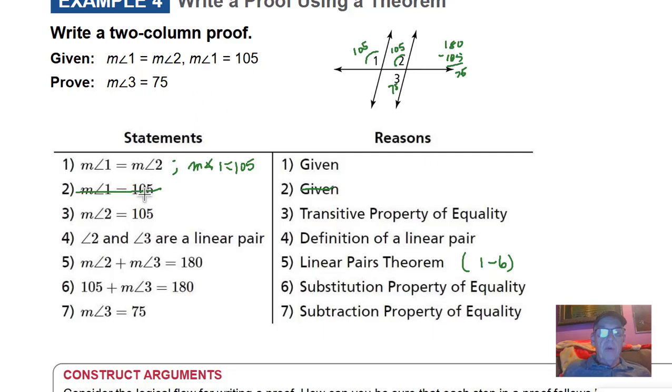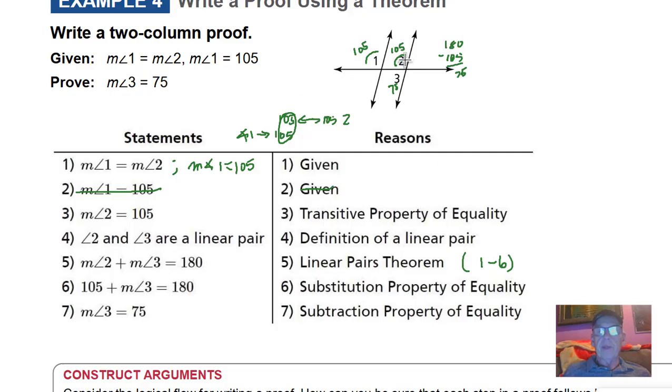They tell us that the measure of angle 1 is 105. That's given. And from that, since angle 1 is equal to angle 2, if angle 1 is 105, we can say that angle 2 must be 105. So we have angle 1 is 105, and angle 2 is also 105. The transitive property leaves angle 1 and angle 2 equal to each other. So that's the transitive property of equality.